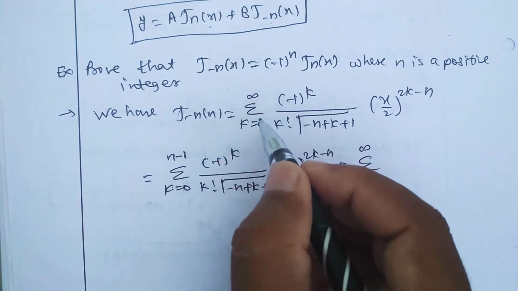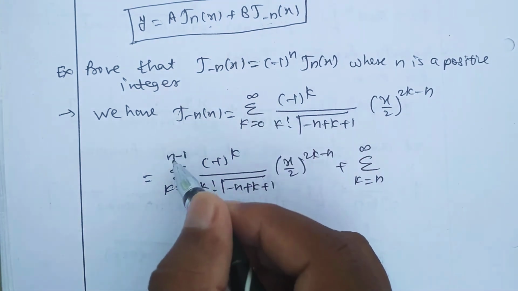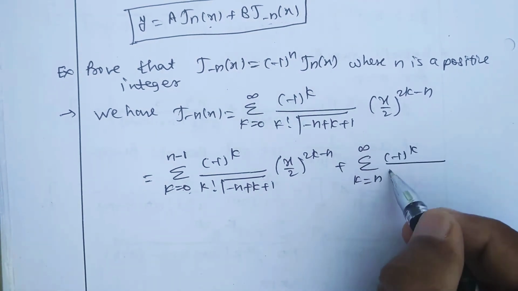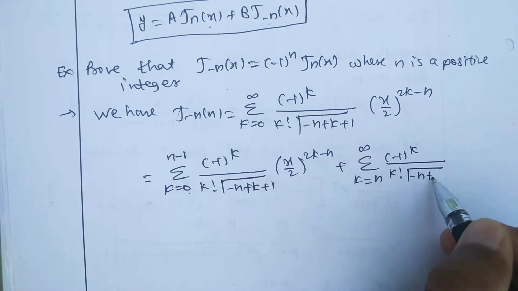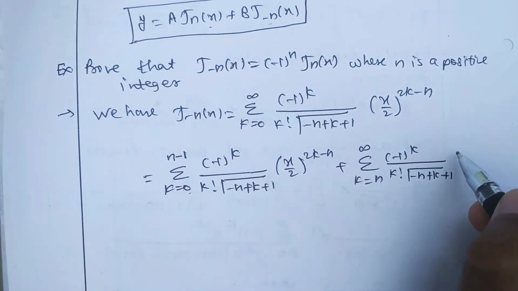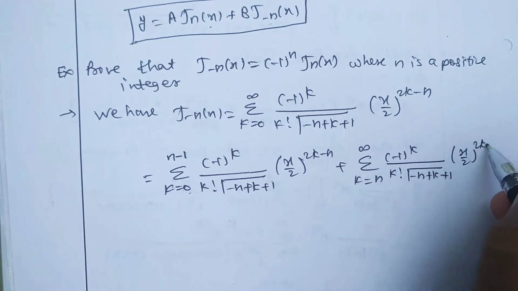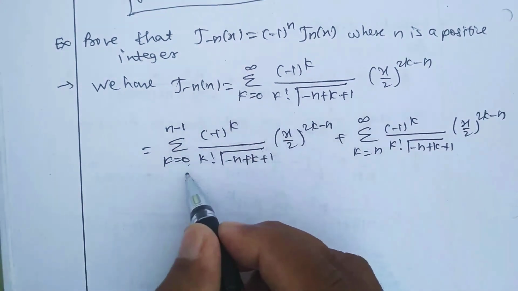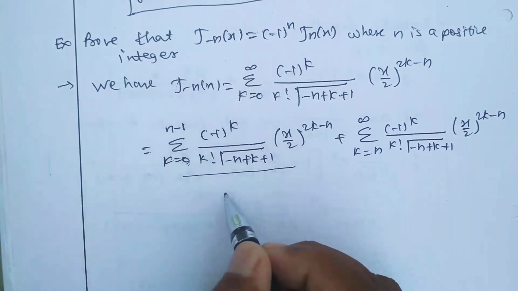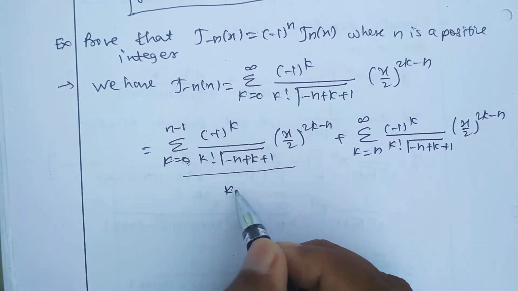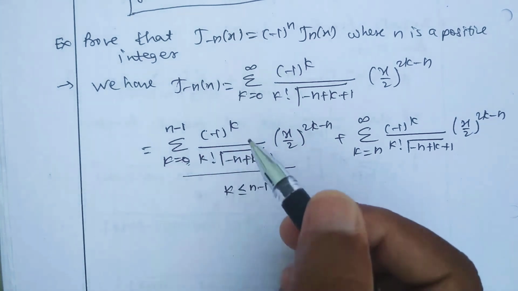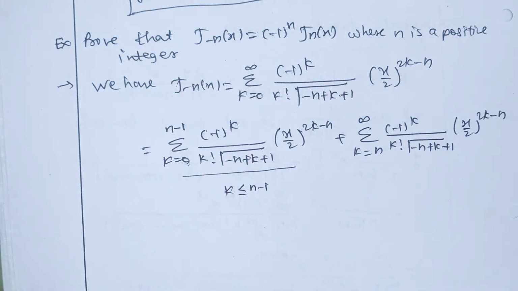That means we split this summation 0 to infinity as 0 to n minus 1 and n to infinity, minus 1 raised to k upon k factorial gamma of minus n plus k plus 1, x by 2 raised to 2k minus n. Now see, for this part the value of k is less than or equal to n minus 1. See, the value of k is 0, 1, 2, 3 up to n minus 1. That means the value of k is less than or equal to n minus 1.